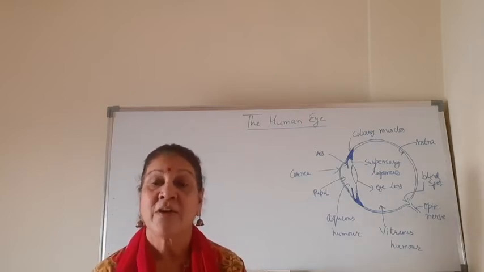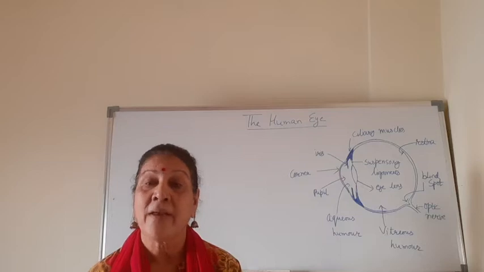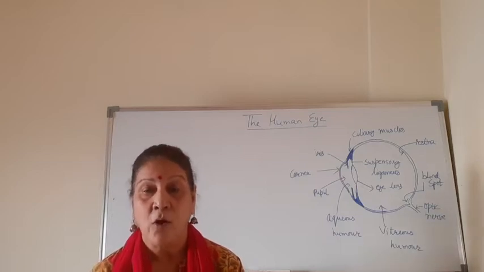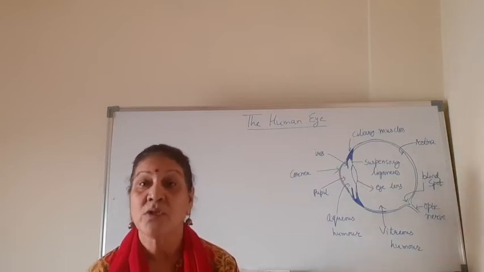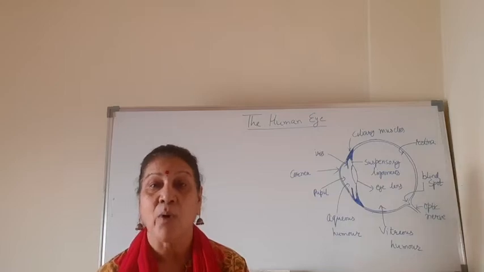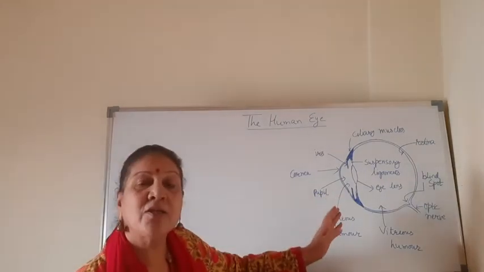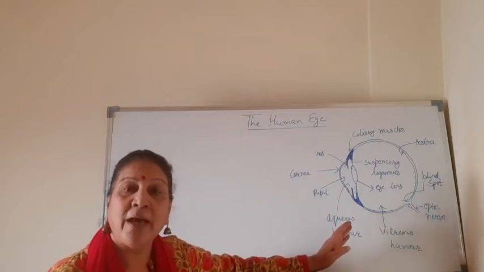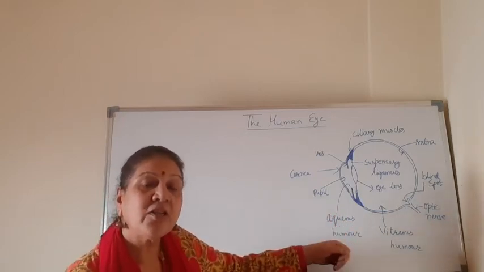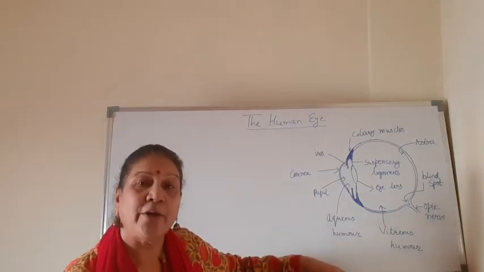You know that this is the basic requirement which enables us to see the objects around us. It's the most valuable and sensitive organ in our body. So what are the different parts of the human eye and what are the functions of these parts? We are going to discuss that today.